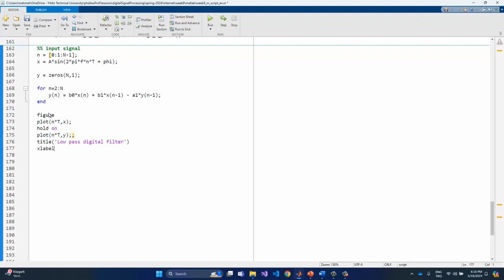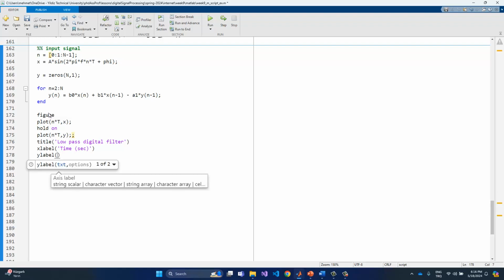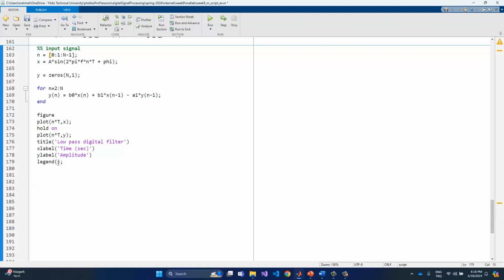And the x label is the seconds or the time, sec, and the y label is the amplitude. Okay, and also we need to give the legend in here. First of all, this is the input signal. This is the filtered, right? And also we need to turn the grid on.